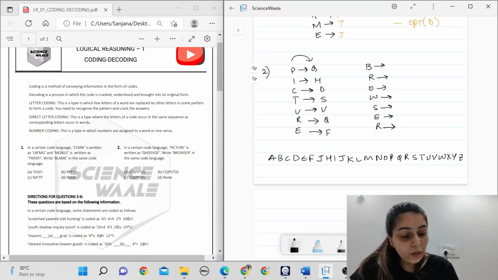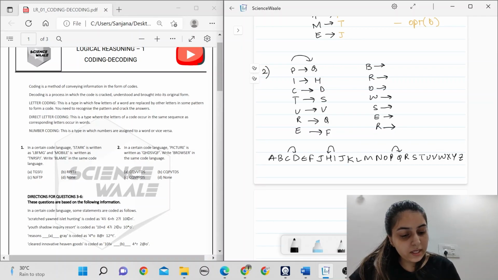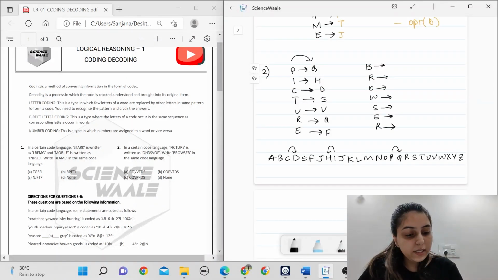Now if you observe, P is coded to the next letter, the succeeding letter. I is coded to H, which is the preceding letter. C is to the succeeding letter. T is to the preceding letter.